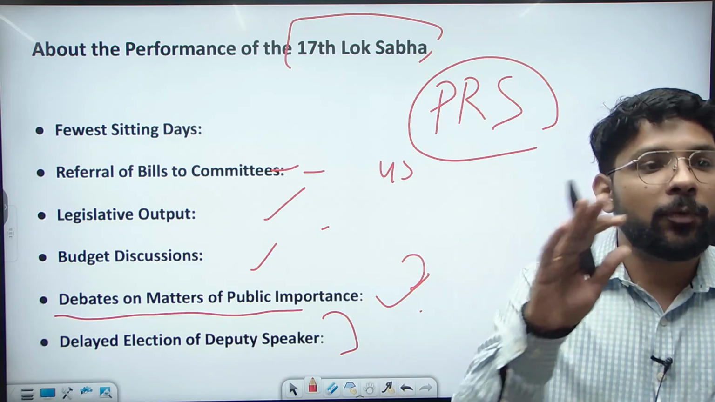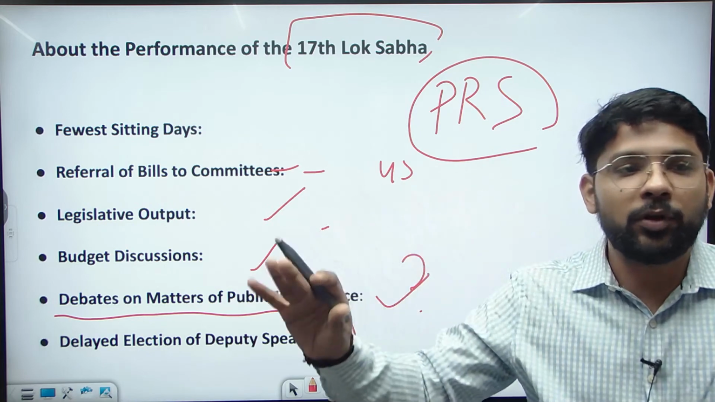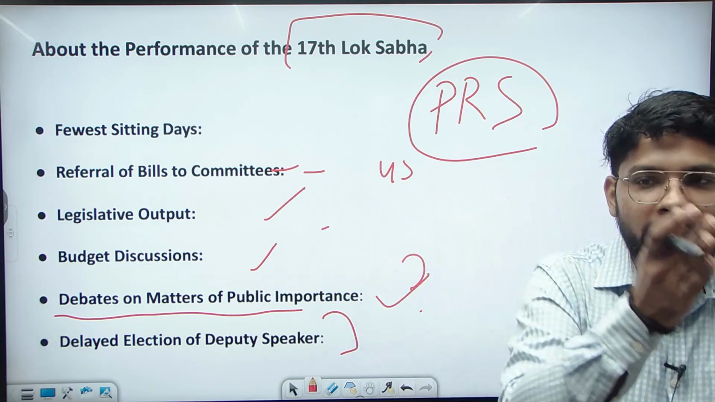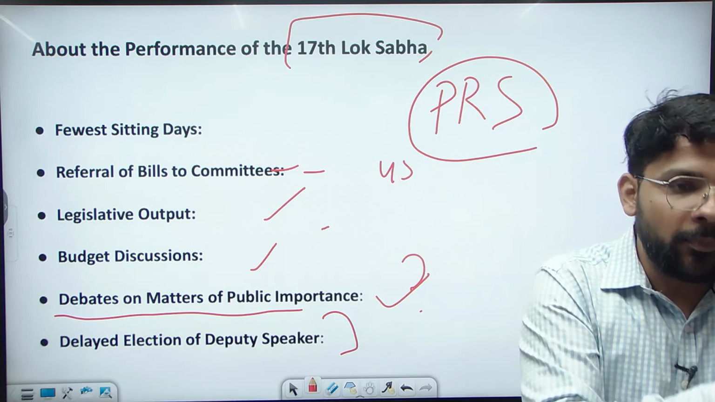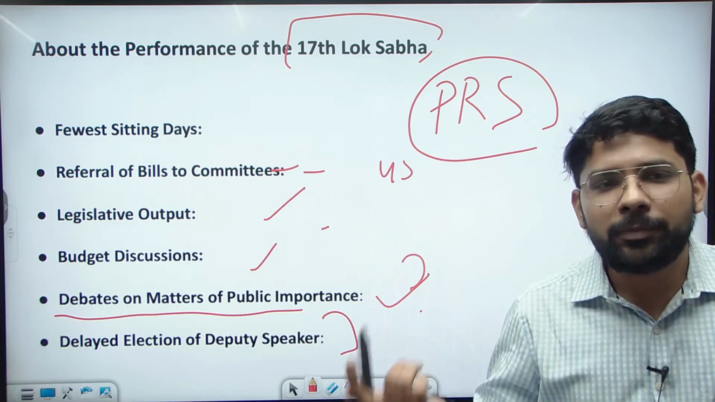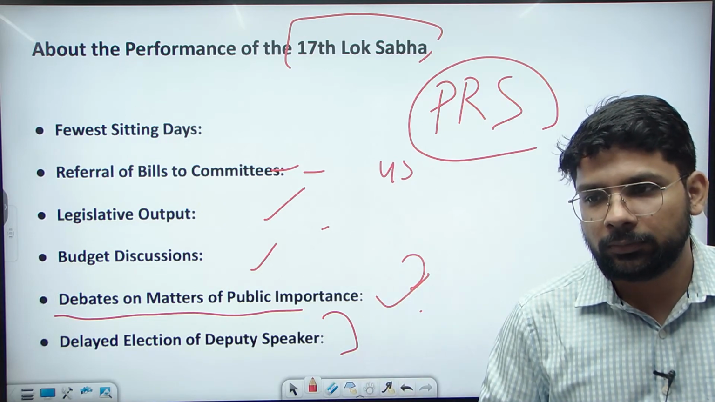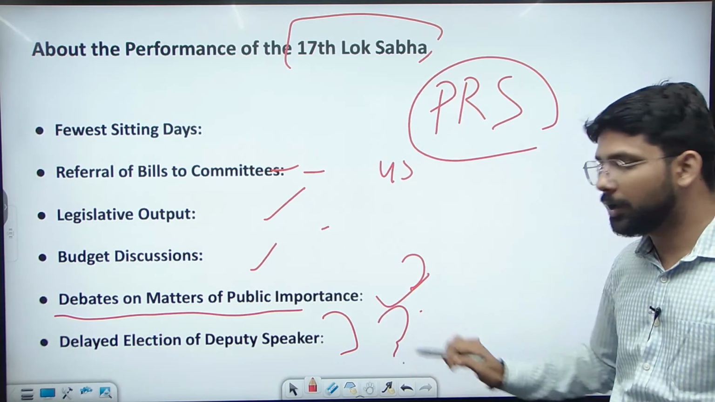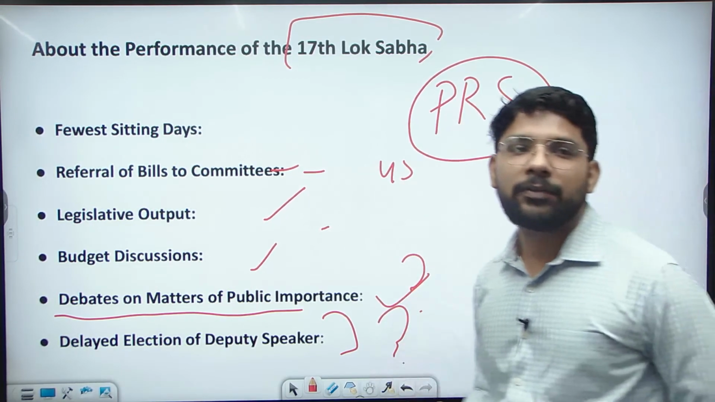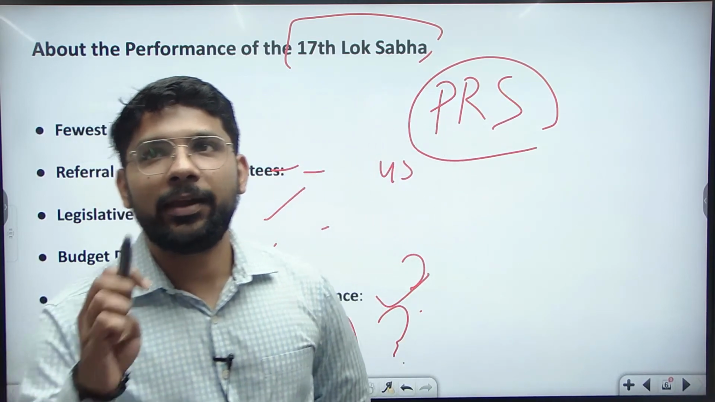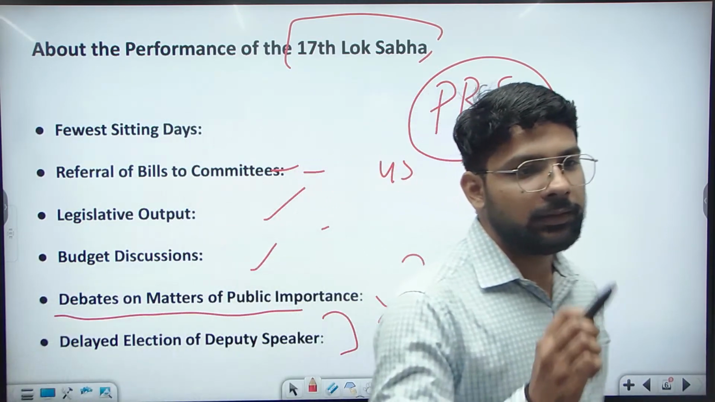It's a convention that the deputy speaker should be from the opposition, but you can make one from your own party also. It's a convention created that the speaker should be from the government and the deputy speaker should be from the opposition. So that's also an issue. In the last 1000 days of the government, there is no election for the deputy speaker. So how will they deal with public issues?